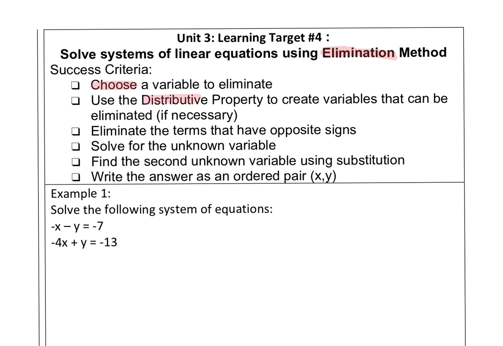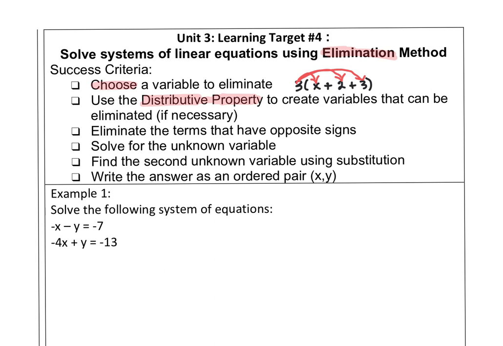Sometimes you're going to have to use the distributive property to create the variables that need to be eliminated, only if necessary. And remember, the distributive property is when we have a number outside the parentheses and we multiply it by something inside. And today we may have to distribute it 3 times. So everything in the equation, okay?